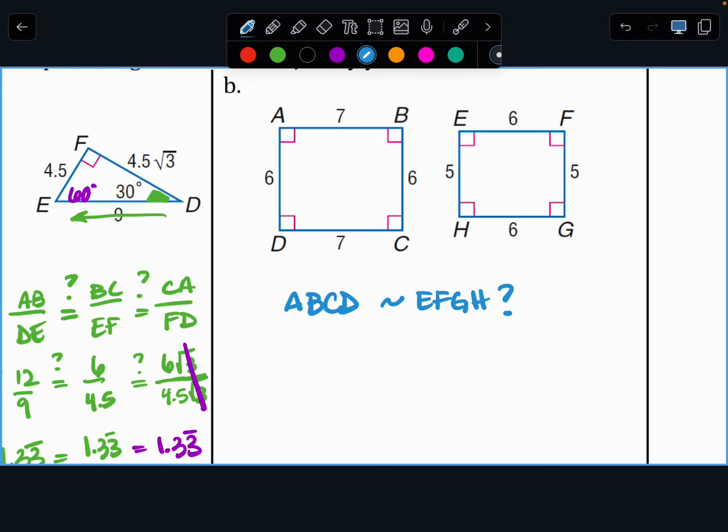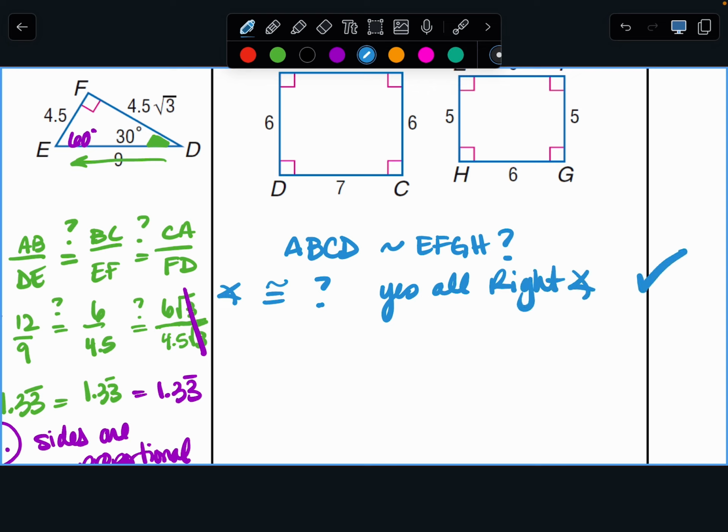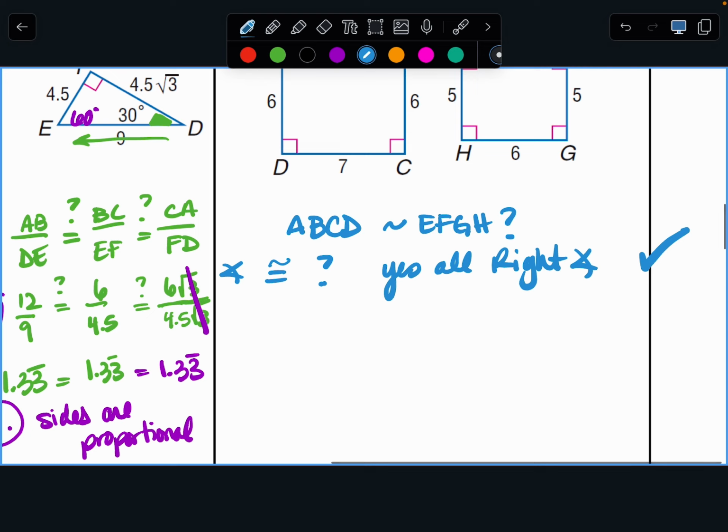So I'm trying to see if they're similar. So first, the angles have to be congruent. Are the angles congruent? They're all right angles. All right angles are the same. They all equal 90 degrees. So all of our angles are congruent. That's the first criteria, the first thing that has to be true. So then the next one is that my sides have to be proportional. They all have to have the same relationship.